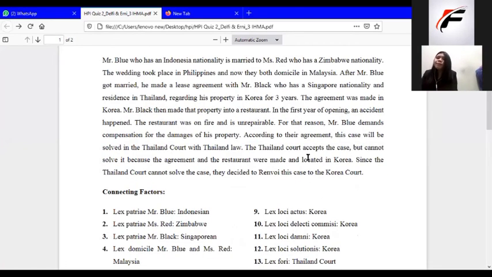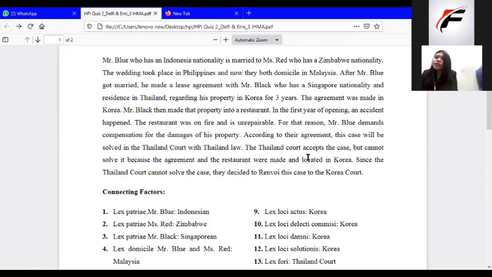So Mr. Blue, who has Indonesian nationality, is married to Miss Red, who has Zimbabwe nationality. The wedding took place in the Philippines, and now they both are domiciled in Malaysia. After Mr. Blue got married, he made a lease agreement with Mr. Black, who has Singapore nationality and residence in Thailand, regarding his property in Korea for 3 years. The agreement was made in Korea. Mr. Black then made the property into a restaurant.